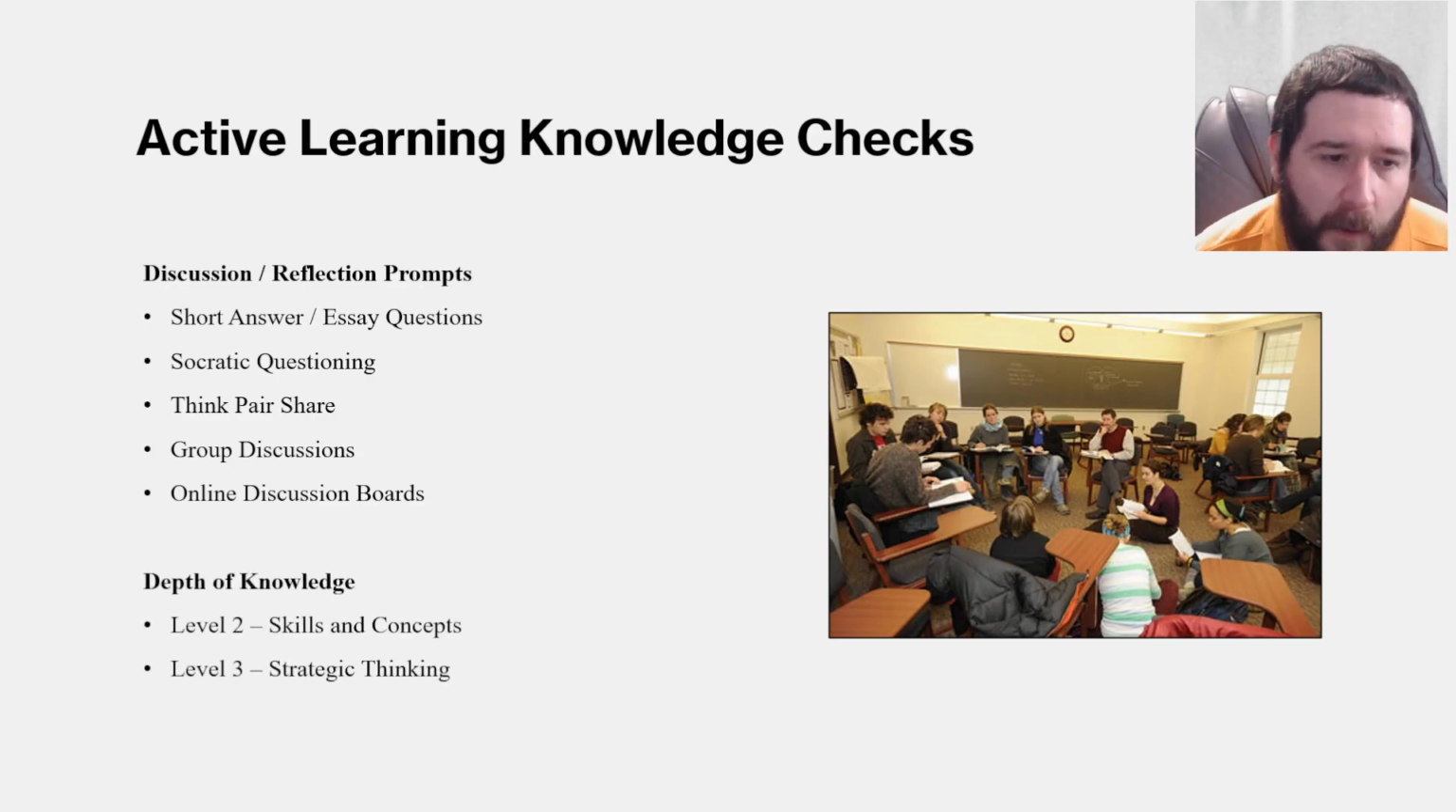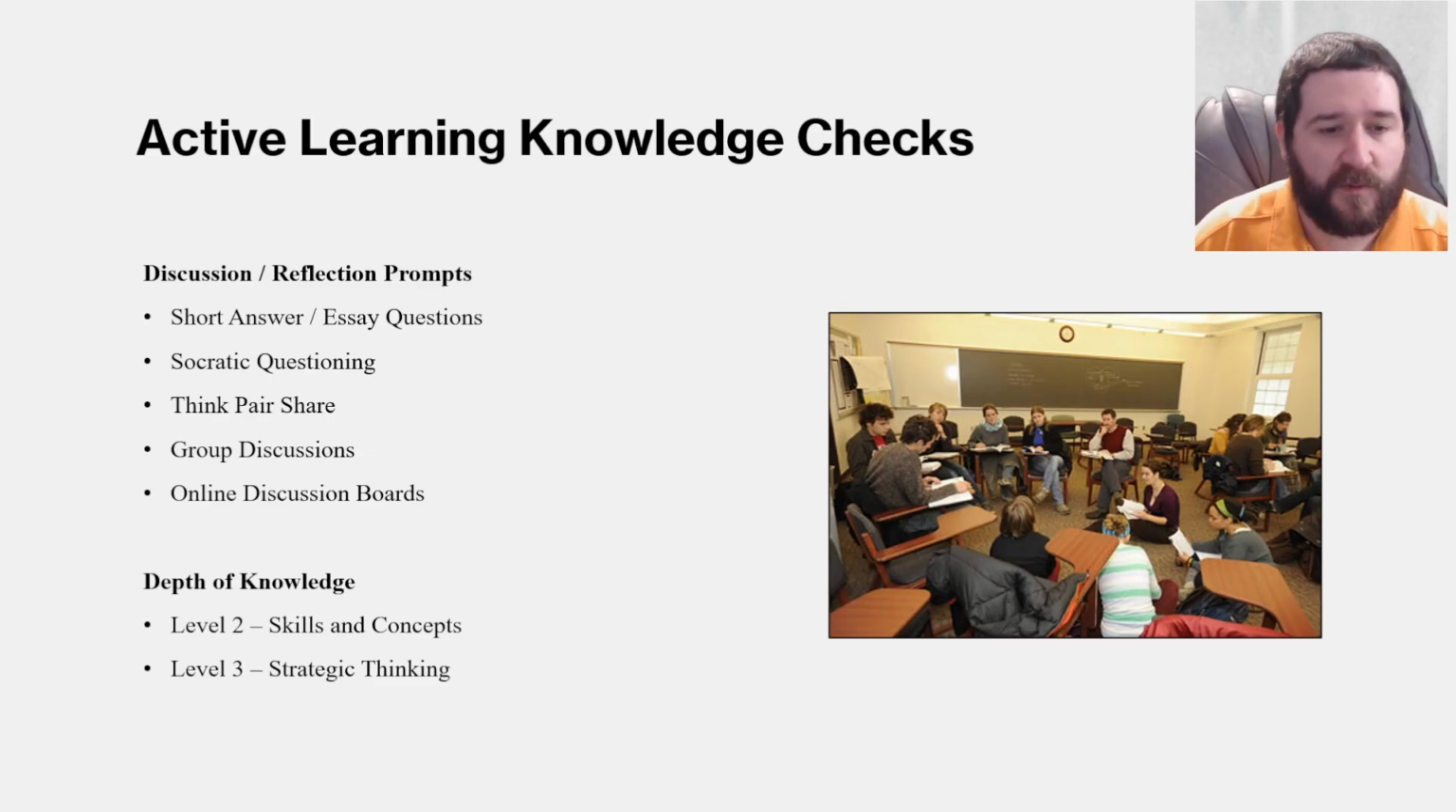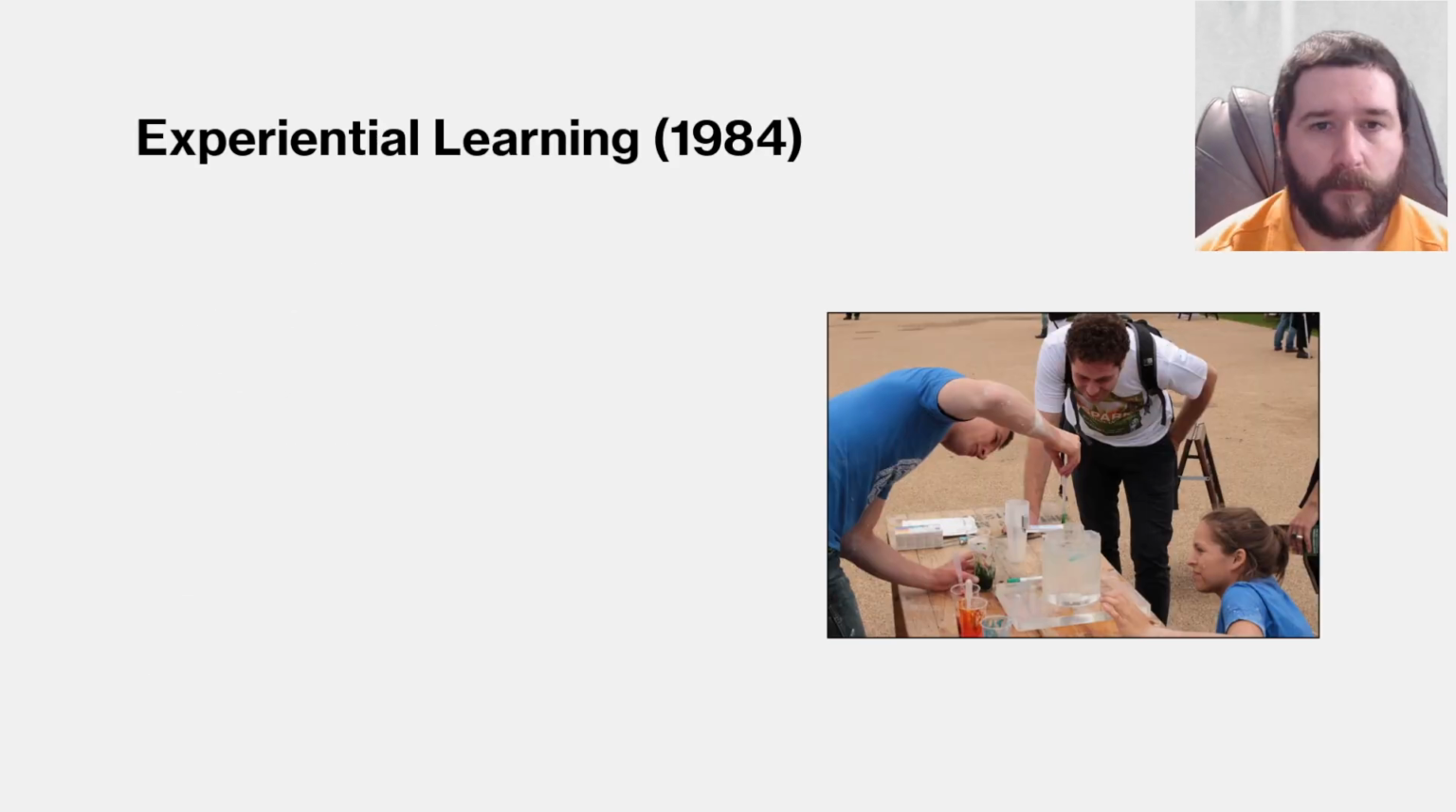As far as DOK levels, I would say active learning fits a little better at level 2 or level 3, okay, where we're trying to teach students skills. Maybe they're teaching them a thought process about how to come to a conclusion given a situation, right? And then also that strategic thinking layer for sure when we're talking active learning. So some good options there.